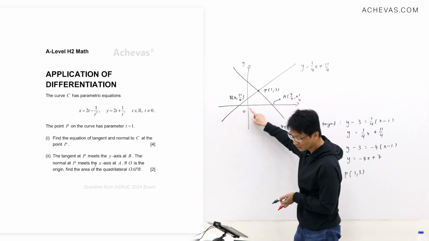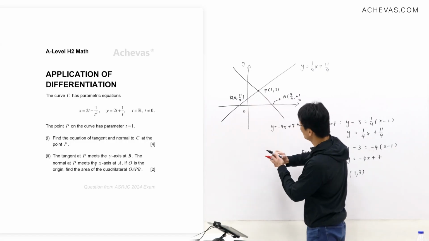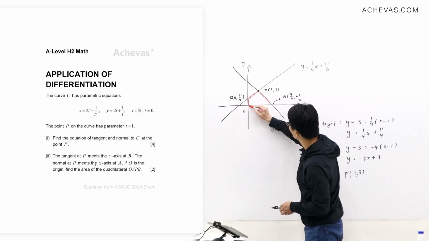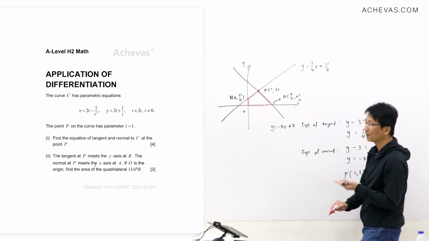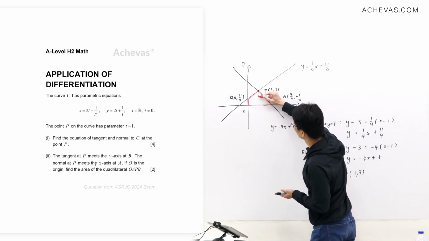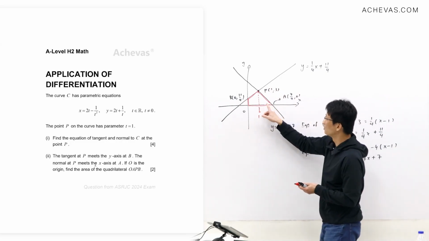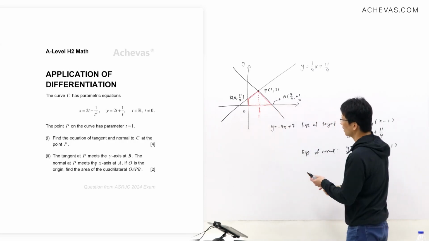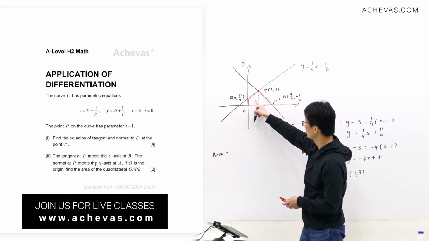So the question wants us to find the area of the quadrilateral OAPB. So the area that I want to find will just be this portion here. I may want to split this area into two different parts. I can just drop down a vertical line here. At this point it will just be 1. I can see that this region is comprising of a trapezium and a triangle. So the area will just be this part plus this part.